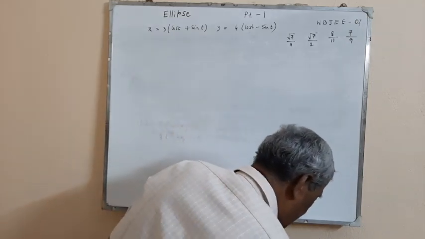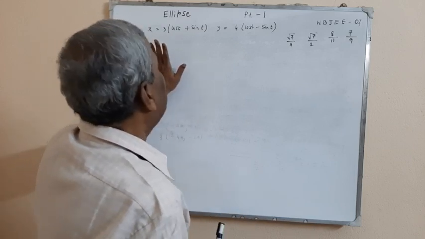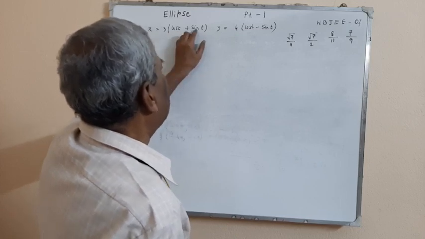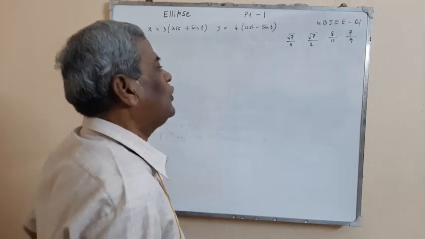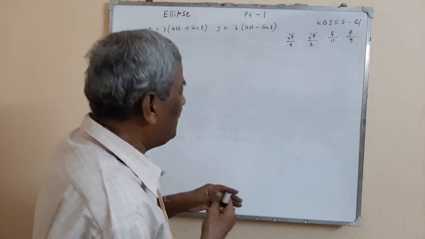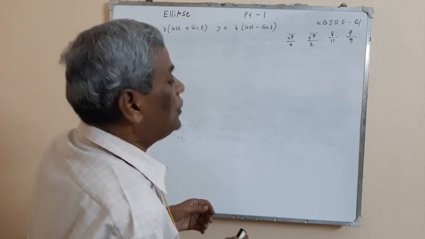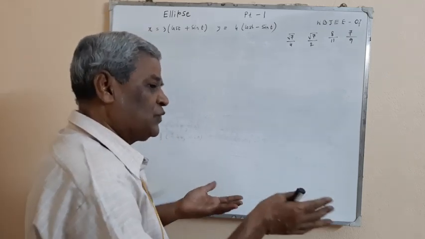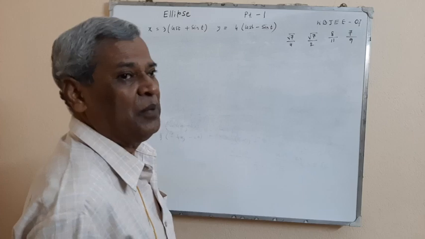So here one parametric representation of an ellipse is given. The x coordinate is x is equal to 3 into cos t plus sin t, not in standard form, and y is equal to 4 into cos t minus sin t. So we have to find its eccentricity. That means first of all, we have to find the equation of the ellipse in Cartesian form, like x square by a square plus y square by b square is equal to 1. Then, knowing a and b, eccentricity can be obtained.